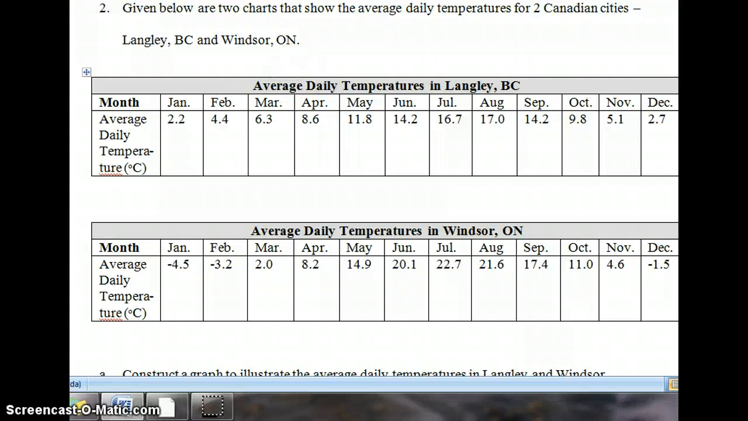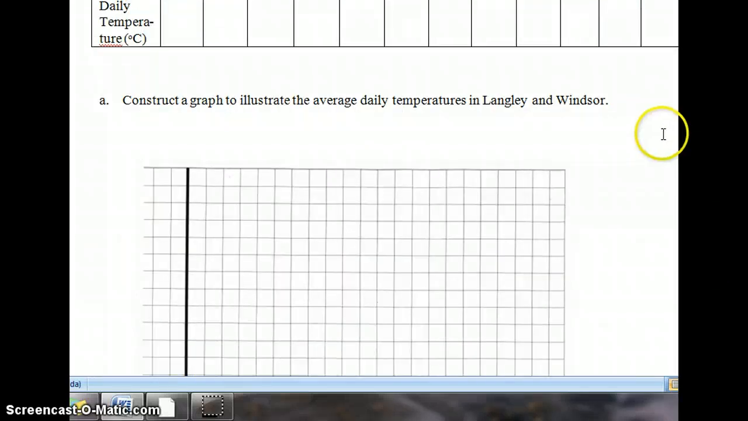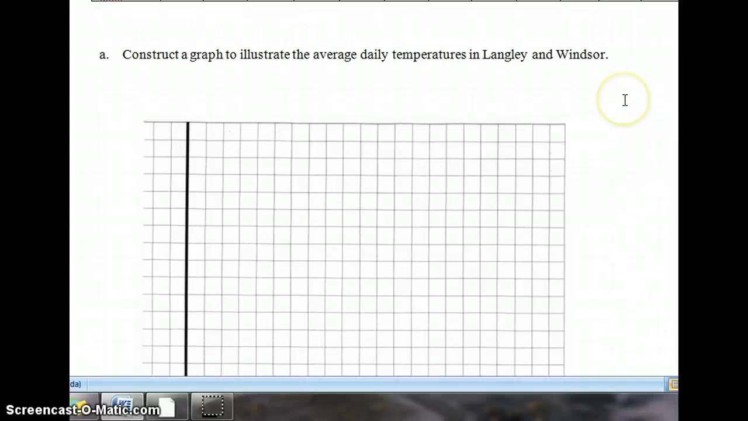So I'll just quickly go over question number 2. I'm not going to go through the solution, but I want to just make a few key points. I'll read out the question and then make a few key points. So number 2, given below are 2 charts that show the average daily temperatures for 2 Canadian cities, for Langley, BC, and Windsor, Ontario. So here you're given two charts, 2 sets of values, and in question A, construct a graph to illustrate the average daily temperatures in Langley and Windsor.